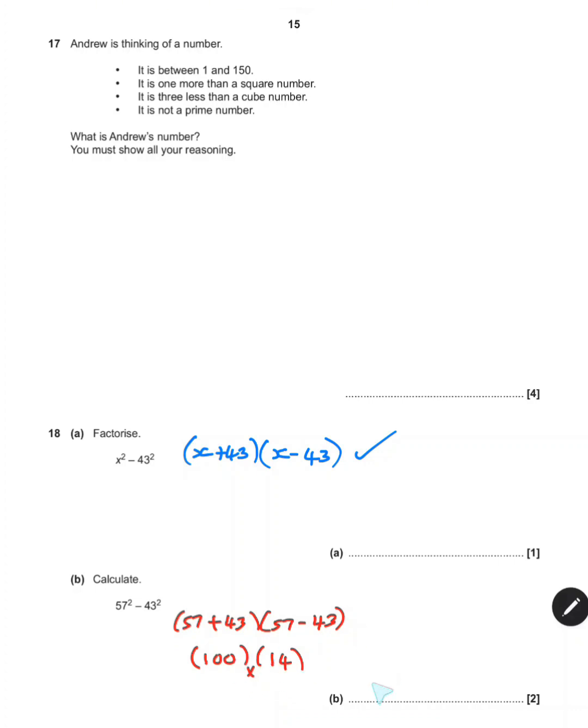So we need to do 14 times 100, which is 1400.